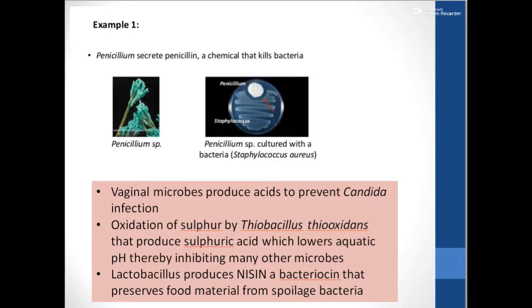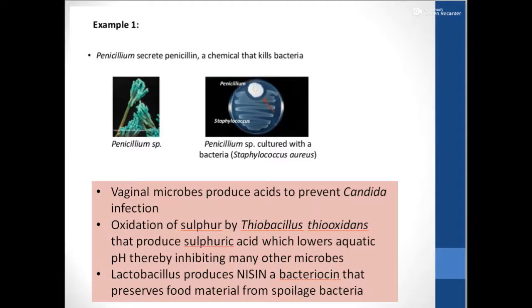Similarly, various microbes have various amensalistic reactions. For their survival, they will produce certain secondary metabolites, which could be an antibiotic or any other organic acid or anything like that, which will inhibit the growth of the others. All such reactions come under amensalistic reactions.